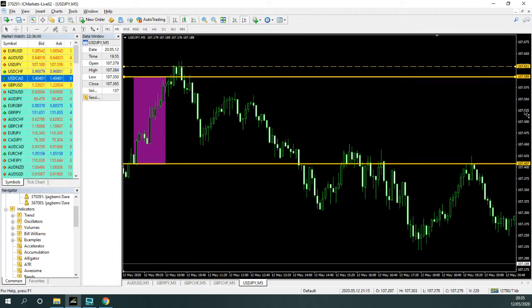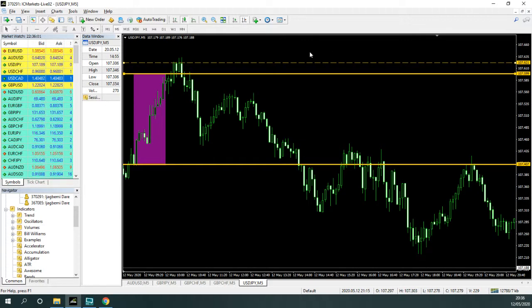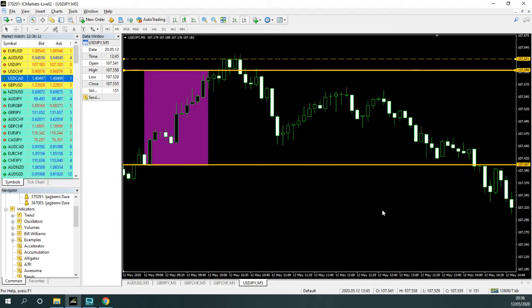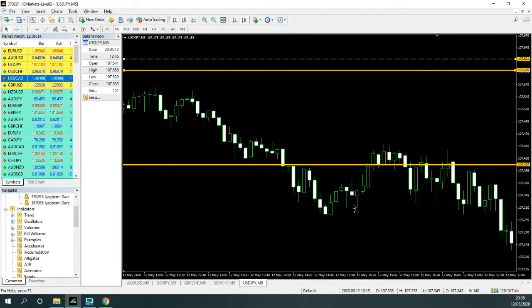And then after that, you got another chance for a sell trade here. Okay, let's look at that. Let me zoom in so you can see the sell trade opportunity. Okay, so I am going to zoom into this area.